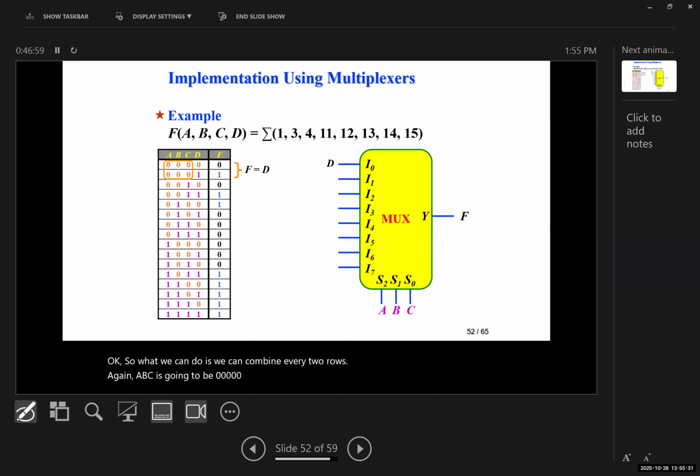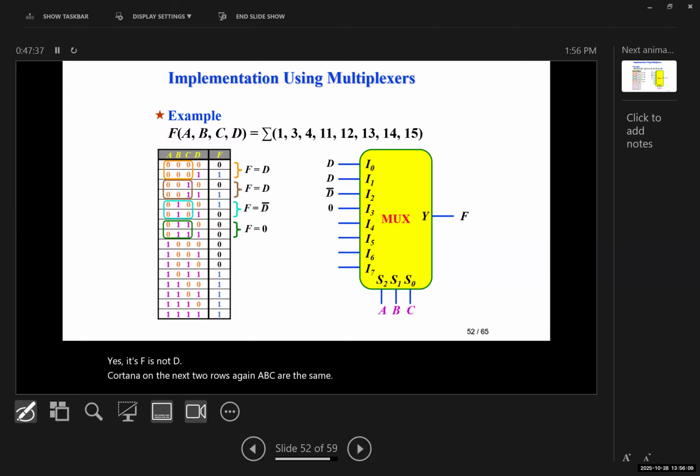And what is the relation between F and D here? F is equal to D. What about the next two? A, B, and C are 0, 0, 1. And what is the relation between F and D? Again, still F is equal to D. Now, the next 2 rows, A, B, C are 0, 1, 0, 0, 1, 0. And what is the relation between F and D? Yes, it's F is not D. And the next 2 rows, again, A, B, C are the same.